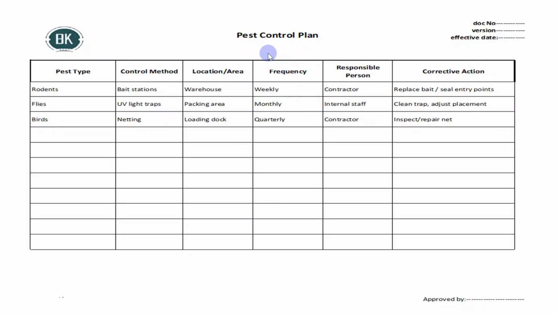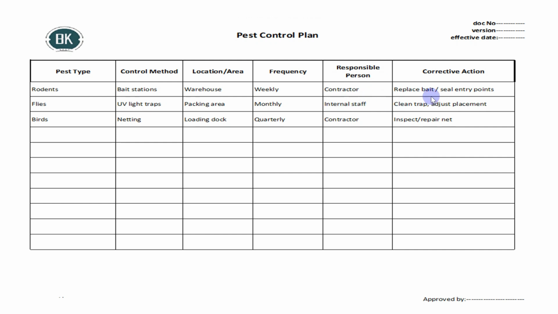Once the PCO is arranged or appointed, a pest control plan must be established. This plan should include pest type, for example, rodent, insect, cat, etc. What are the control methods? Is it chemical spray, UV light, or bait station? Third is location and area marked on a facility map. Inspection frequency: daily, weekly, monthly, whatever is defined as per procedure. Then who is the responsible person for those activities? And then last is the corrective action.